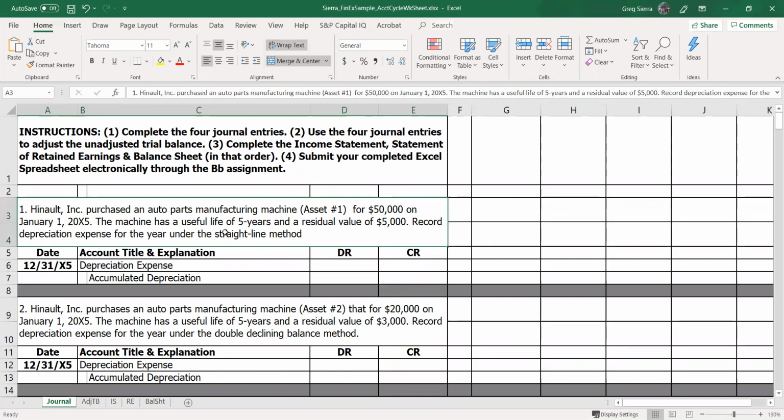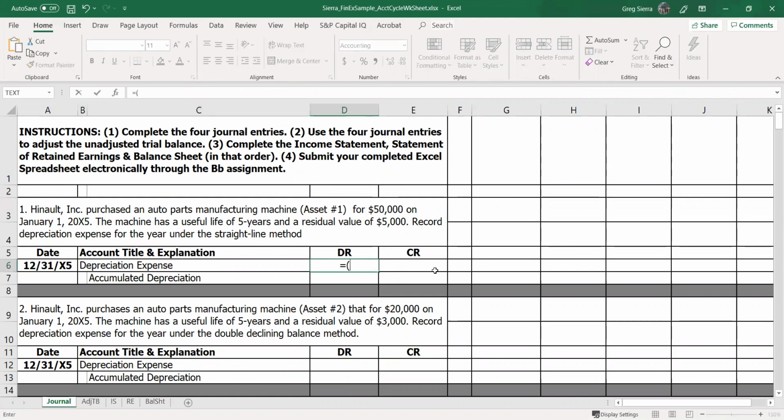First one is depreciation, and it says here that it's a straight line method. We have a $50,000 cost for an asset that we held the whole year, useful life of 5 years, residual value of 5,000. For the straight line method, we take the cost of 50,000 minus the residual value of 5,000 to get our depreciable base of 45,000, divided by the estimated useful life of 5 years, which is $9,000.